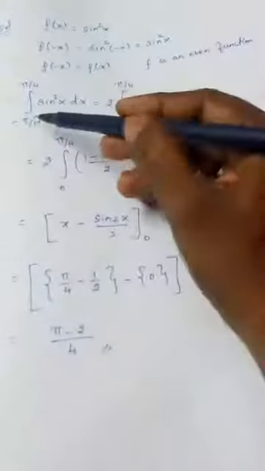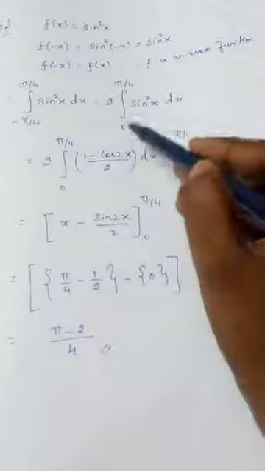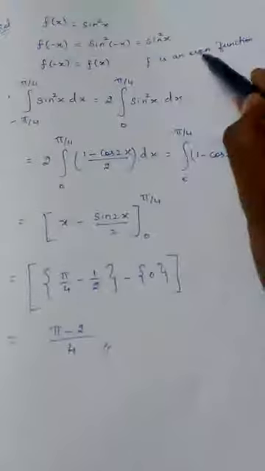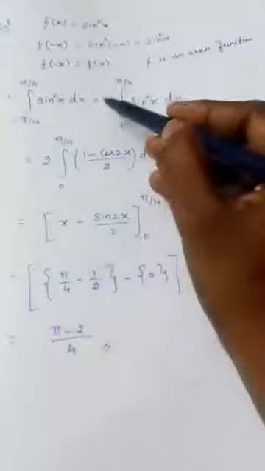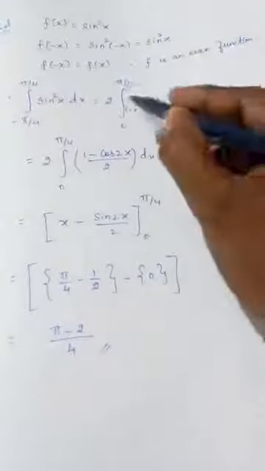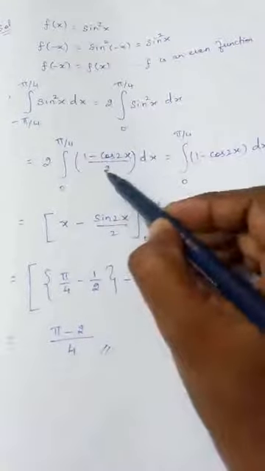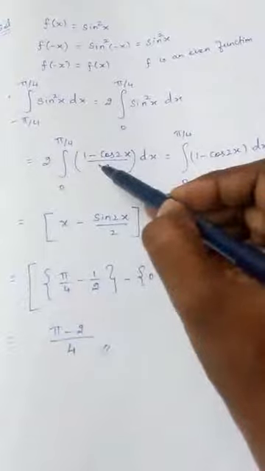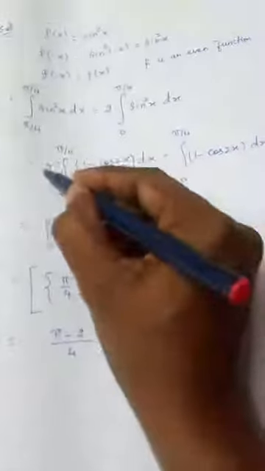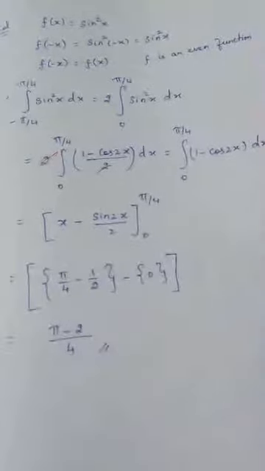Even function means this minus pi by 4 to plus pi by 4 can be written as 2 times 0 to pi by 4, because of the even function result. 2 times 0 to pi by 4, this one. The trigonometric formula for sine square x is (1 minus cos 2x) by 2. So writing the trigonometric formula here, 2 and 2 get cancelled. The remaining is this. So now take dx inside.